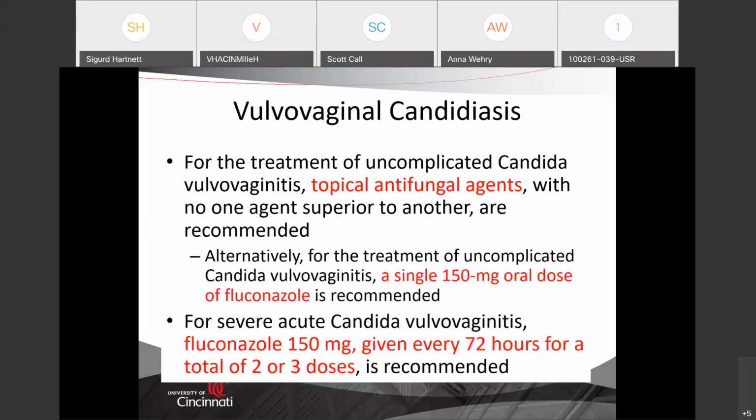Vulvocandidiasis, I didn't want to show any pictures of it, but treatment of it, again, is topical, except if it's severe, and if it's severe, then you can use a dose of fluconazole.